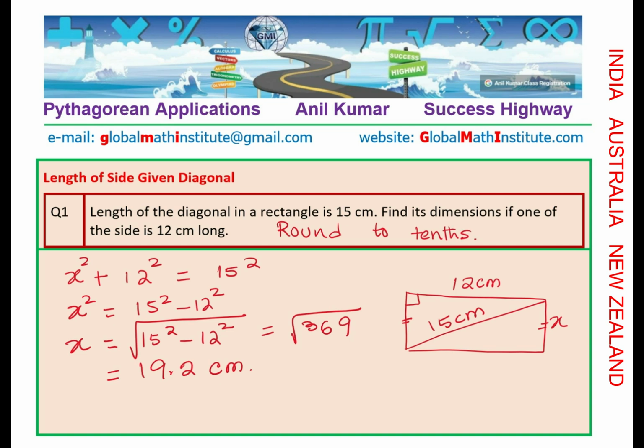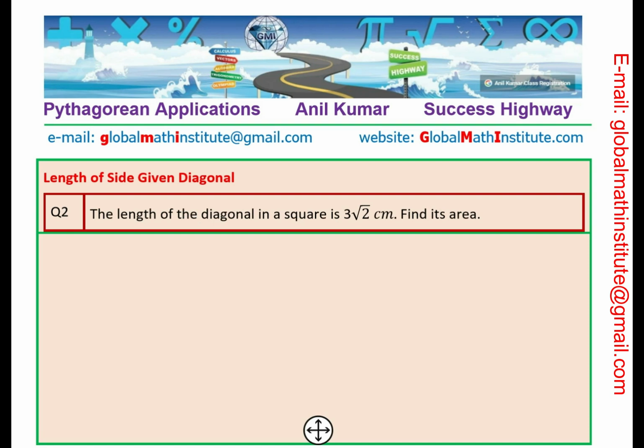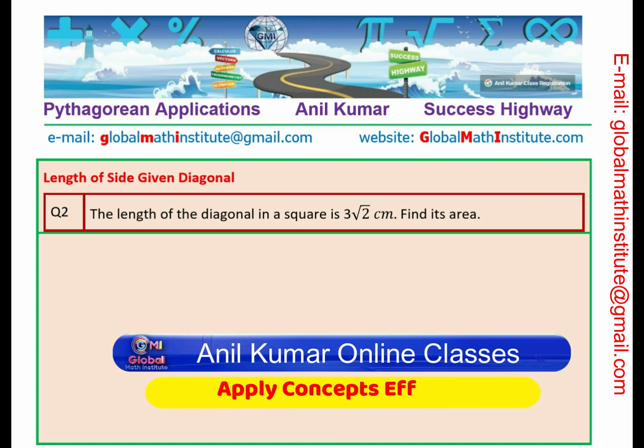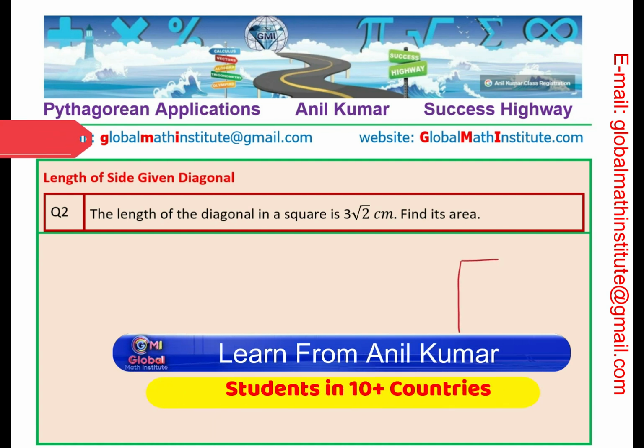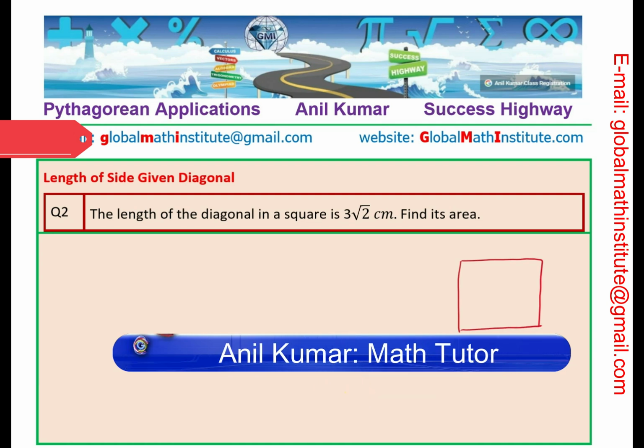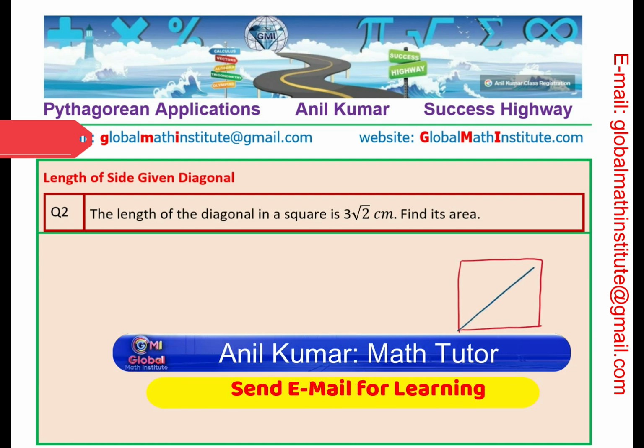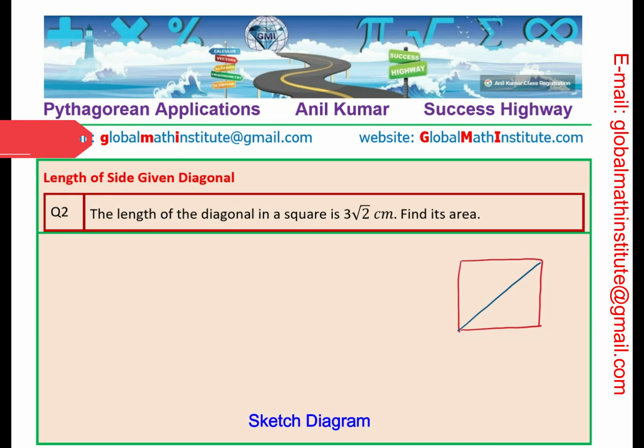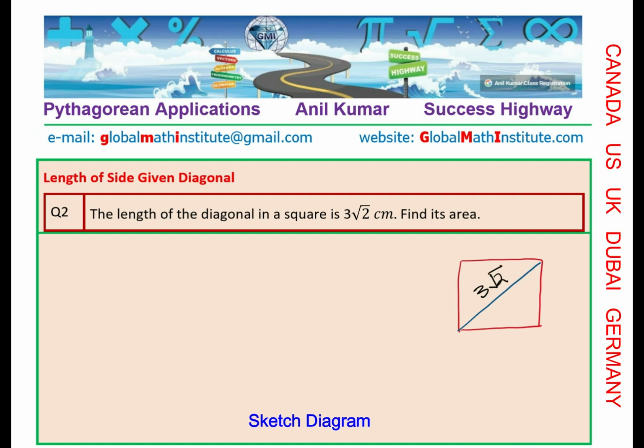Perfect. So I hope the concept is clear, right? Let's move on to the next question, which is: the length of the diagonal in a square is 3 square root 2. So let's make a square first. And we are given that the length of the diagonal is 3 square root 2. Find the area. So we know the diagonal is 3 square root 2, and we need to find the area.